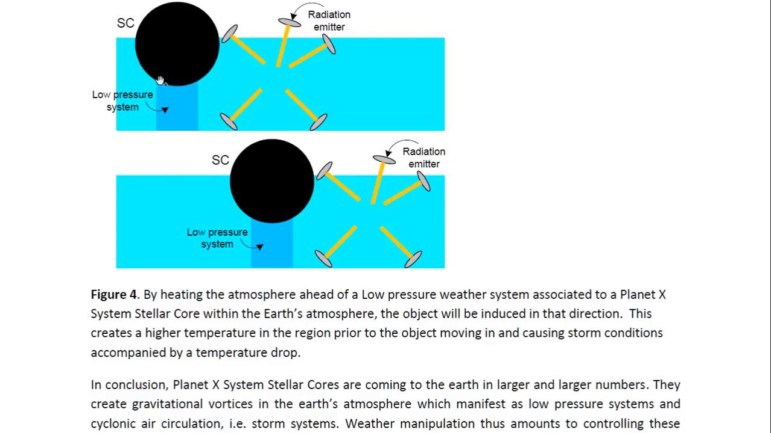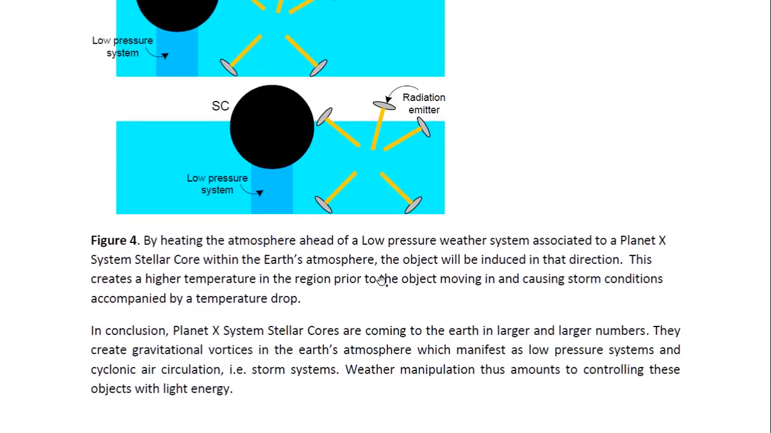So you may have a stellar core creating a low pressure system underneath it, and the cyclonic air circulation, therefore a storm system. And then there's artificial heating of the atmosphere in a region adjacent to the stellar core, and that will cause the stellar core to move into that region, whilst the radiation then will go into the next region, so that this stellar core, and therefore the low pressure system and the storm system associated with it, is moved through the atmosphere in whatever direction the powers that be would like it to move in.